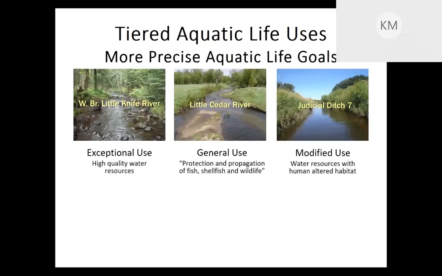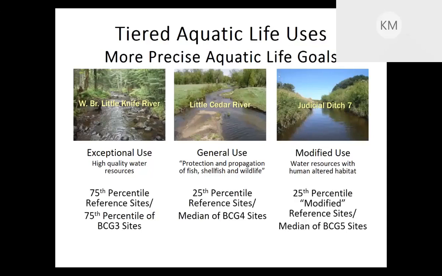So in October 2017, we adopted tiered aquatic life uses, which actually divides our biological criteria up into 3 tiers. We have an exceptional use tier for those really high quality waters that are doing much better, the general use, which is the Clean Water Act interim goal, and then a modified use, which is below that minimum goal, which means it has to go through a use attainability analysis. But given its maintenance for drainage, it's not reasonable to expect it to perform as a natural stream does.